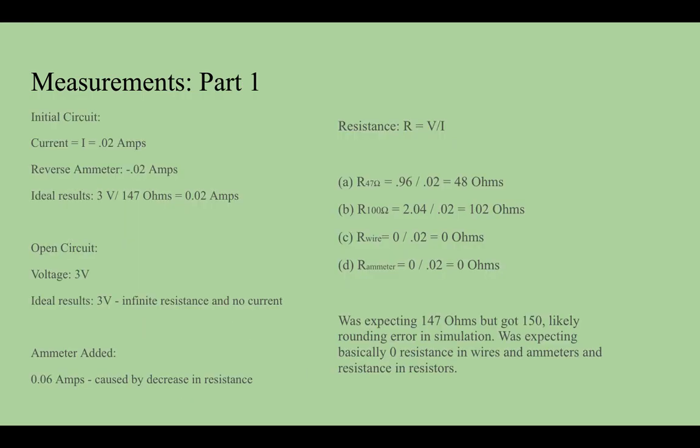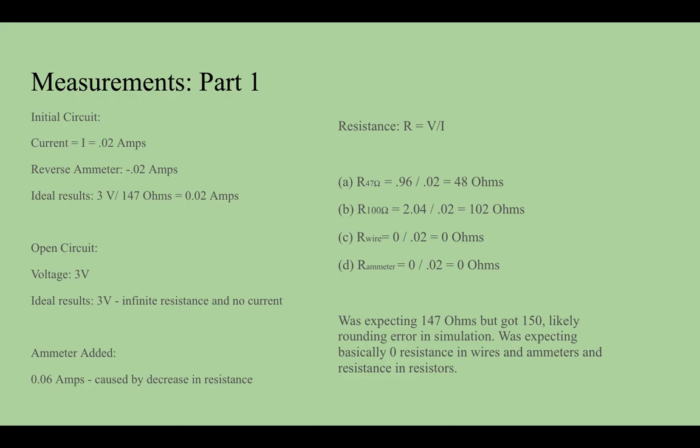So here are the key measurements for part 1. In the initial circuit, current was 0.02 amps. When we reversed the ammeter, it was -0.02 amps, which is what we expected, because 3 volts divided by 147 ohms is 0.02 amps. And for the open circuit, the voltage was 3 volts, and we were expecting 3 volts because there's infinite resistance and no current because it's an open circuit.